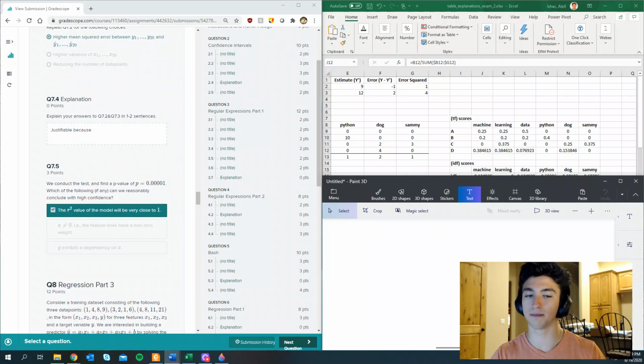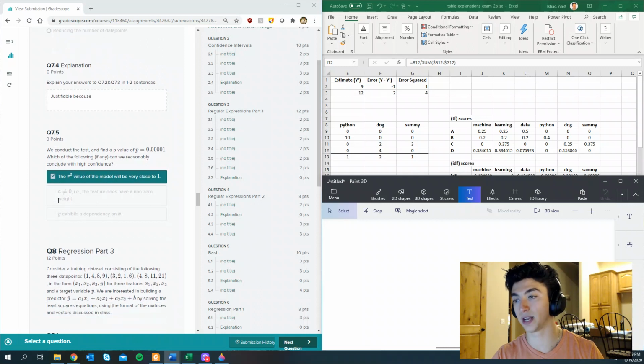7.4, we'll skip because I just gave the explanation. And 7.5 is asking, we conduct a test and find a p-value of p is equal to 0.00001, and which of the following, if any, can we reasonably conclude with high confidence? And actually, it should be two. We can conclude two things with high confidence. A doesn't equal 0. The feature does not have a non-zero weight, and y exhibits a dependency on x. So not A, it is actually B and C that are the correct answers.